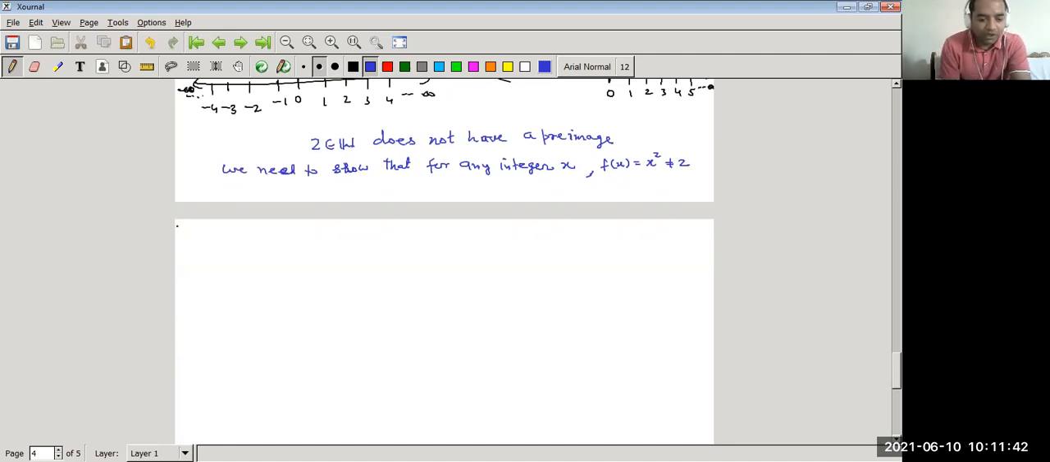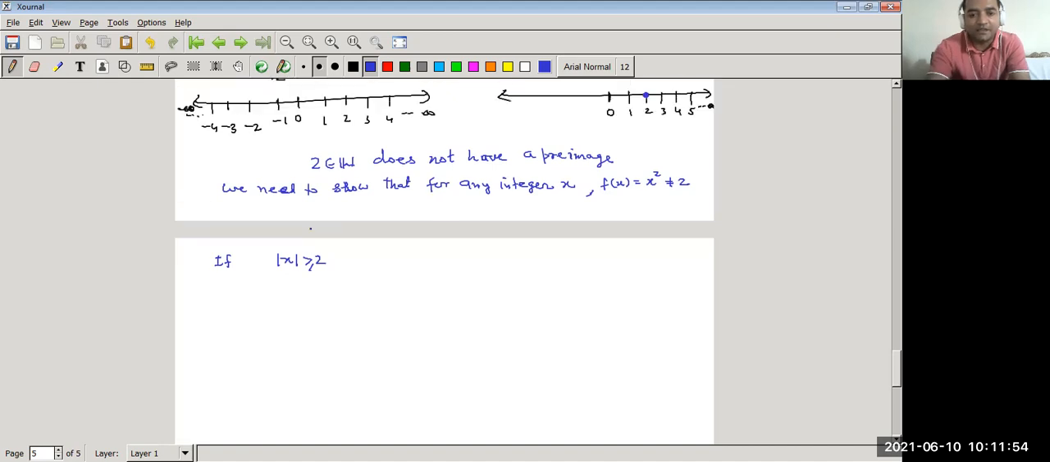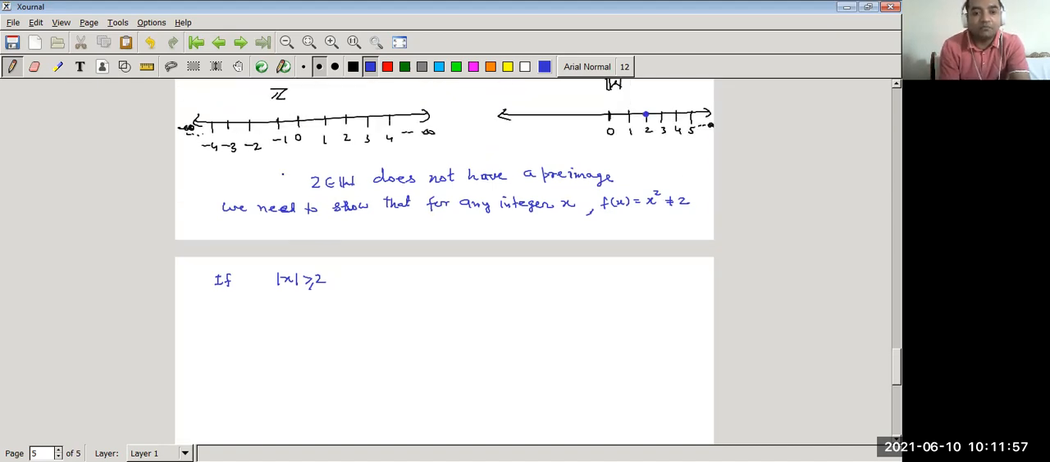Now if mod of x is greater than or equal to 2, हमने वो नंबर्स लेके चलने हैं इंटीजर से यहाँ से जिनका मॉड जो है ग्रेटर देन इक्वल टू 2 आता है. तो मॉड क्या होता है? नेगेटिव नंबर का भी तो मॉड पॉजिटिव होता है. तो इसका मतलब अगर मैं -2 लेता हूँ, मॉड -2, तो वो इक्वल टू 2 आ जाता है. तो ये भी इसको सेटिस्फाई करेगा.